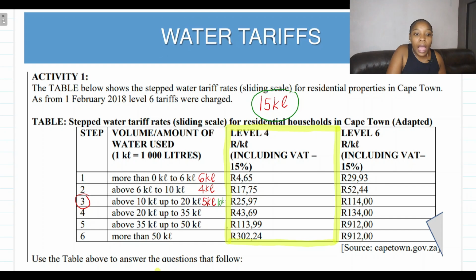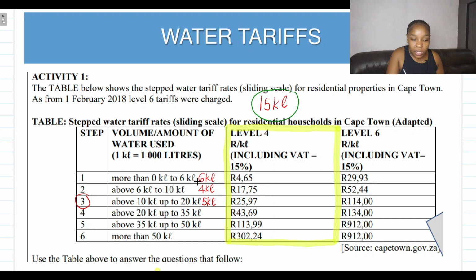So that is why we basically said that the kiloliters of water that they use in the third step would be the 5. Okay. All right. So 6 plus 4, and then lastly, what would be the remainder here that they consumed in the step 3? It's 5. Okay, so now what do we need to do?